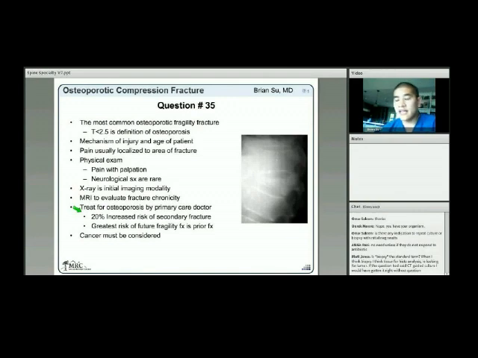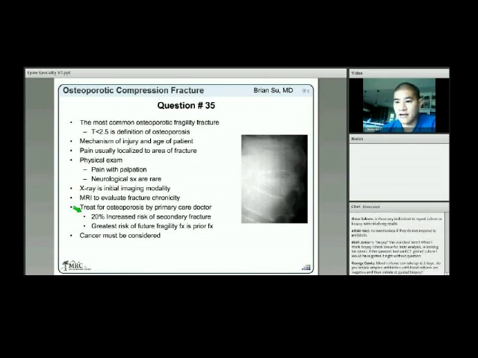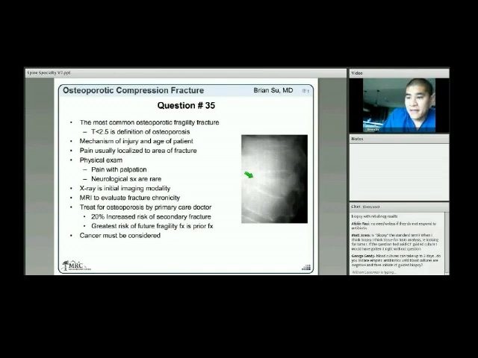So, osteoporotic compression fractures are typically seen on X-ray. It's a wedge-type appearance. Remember, it's the most common osteoporotic fragility fracture. The World Health Organization definition of osteoporosis is a T-score less than -2.5. Remember that. For a compression fracture, they're always going to tell you it's an older patient with a relatively low mechanism injury and back pain at the area of the fracture. Neurological compromise is rare. You can see it on X-ray.